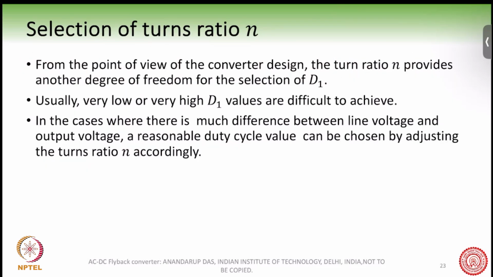Now, another thing that is important is the selection of the turns ratio N. And this turns ratio is another degree of freedom. Usually we do not use a very low value of D1 or very high value of D1. We use a moderate value. And then we have this N in our hand. So a reasonable value of N can be chosen, and a reasonable value of duty cycle can be chosen, and then the N ratio can be adjusted.